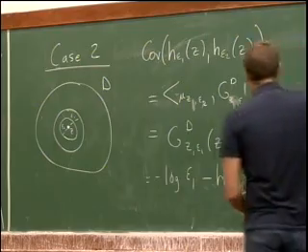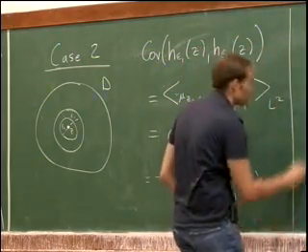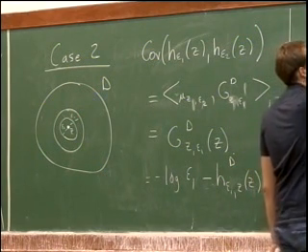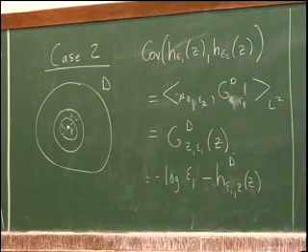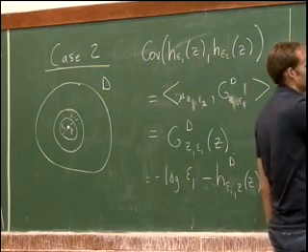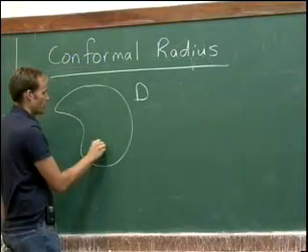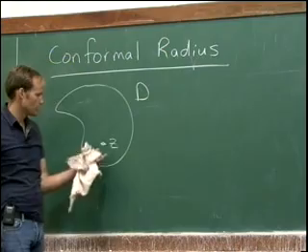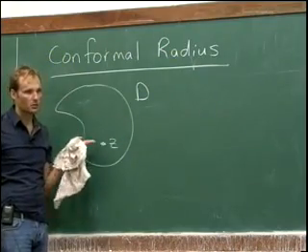Okay, so let me just take a brief diversion here into conformal radius. Again, here's your domain D, and you have some point Z inside. The conformal radius is just a way of saying how much of a circle D looks like when viewed from Z.